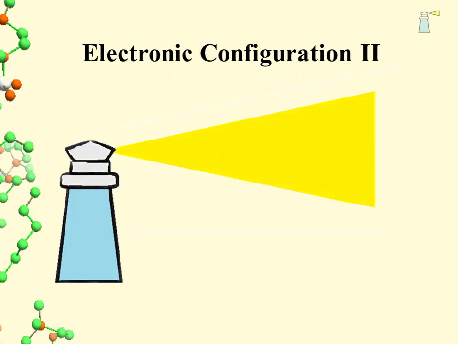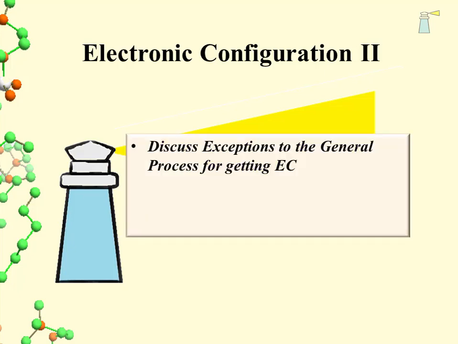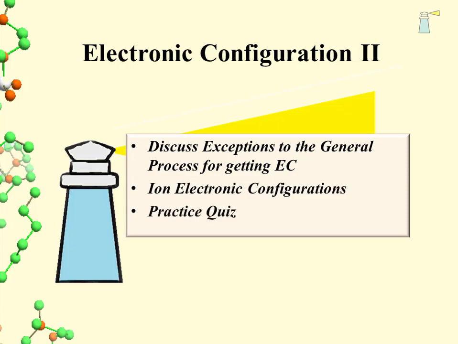The expectation is that the student has already reviewed the basic process for determining the electronic configurations of an atom, and is ready to expand on that understanding and practice moving into and out of electronic configurations. Our first topic is a look at the exceptions to the general process for generating electronic configurations, or EC. The second topic has us expanding the process to get the electronic configurations of an ion. And finally, we will review the whole process of getting ECs with a quiz that focuses on finding the EC of an atom and, conversely, finding the atom type from an EC.